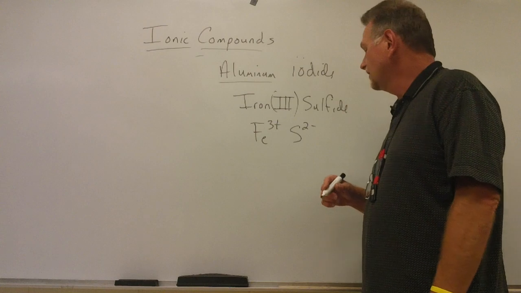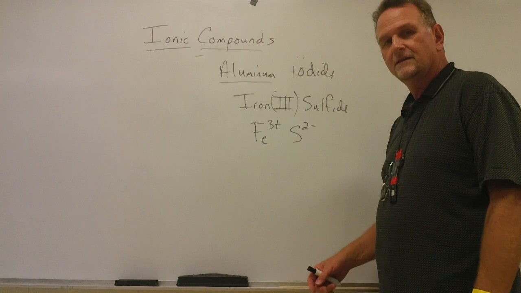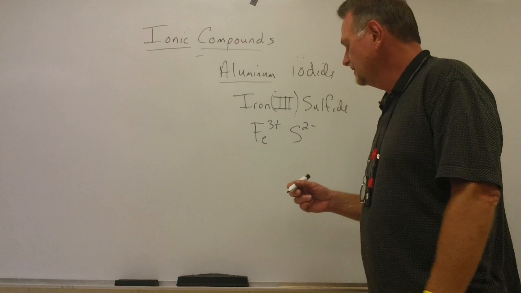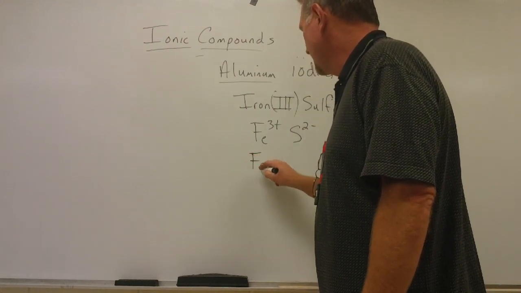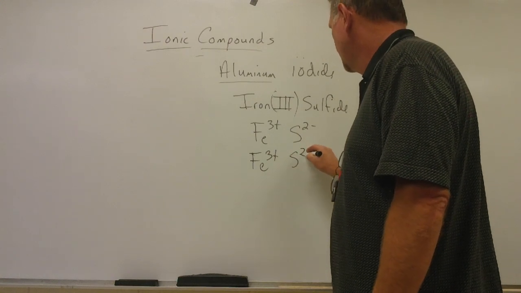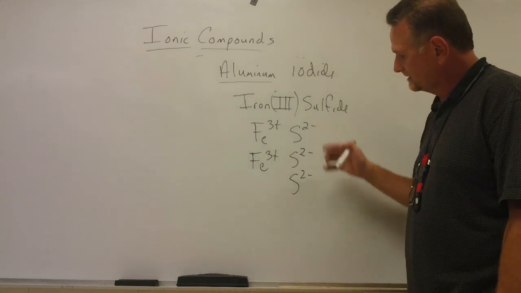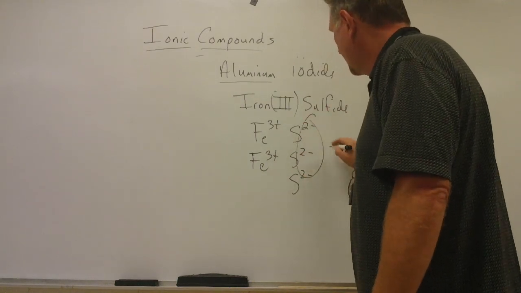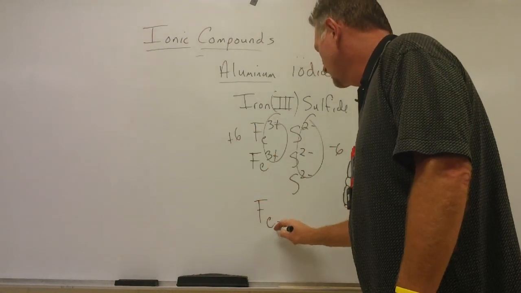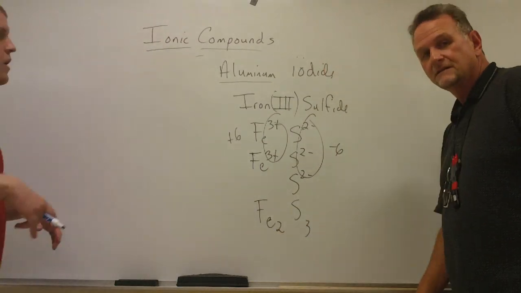the sulfide has a 2- charge. This is a little bit of a challenge, to figure out how many sulfurs and how many irons we would need to balance this out so that the positive charges and the negative charges cancel each other. Well, it's not a huge challenge. If I had 2 irons with their 3+ charges, and 3 sulfides with their 2- charges, we'll have a total of -6 here, and a total of +6 here, so that means we would need 2 irons and 3 sulfides in order to make sure the charges balance each other.